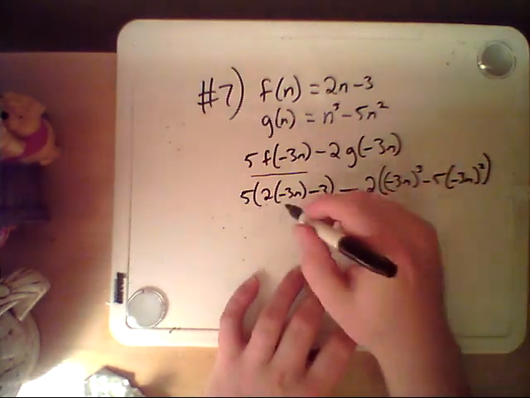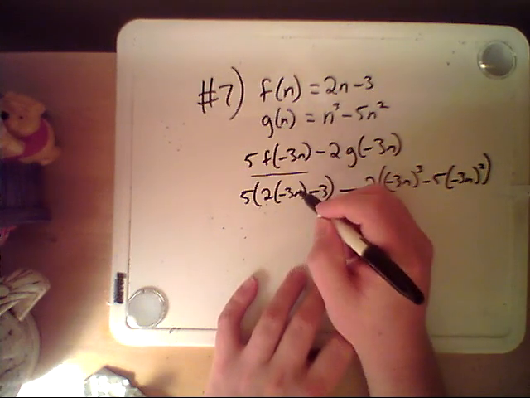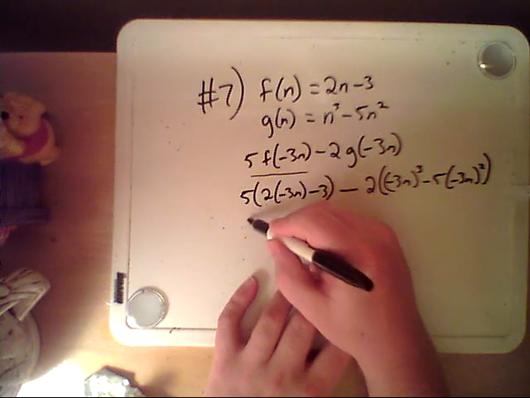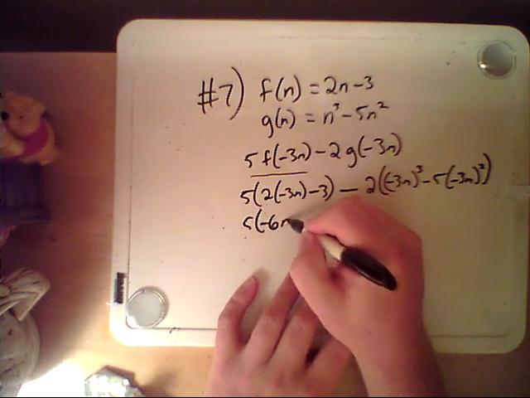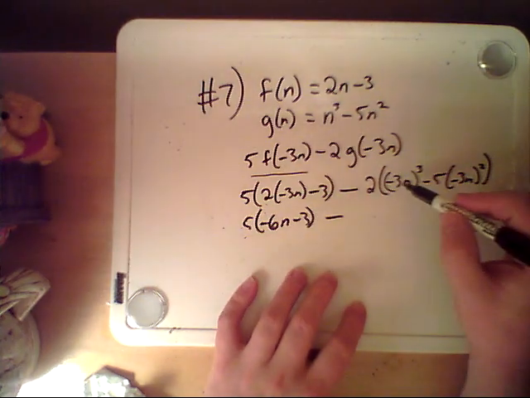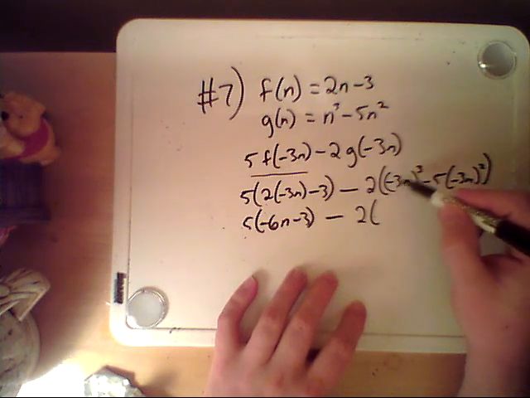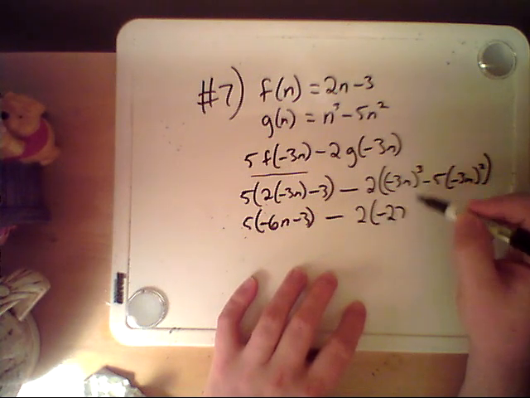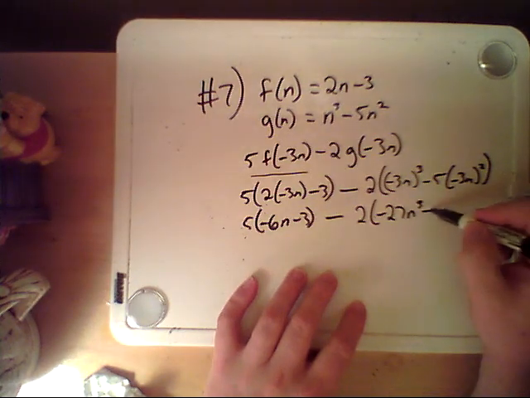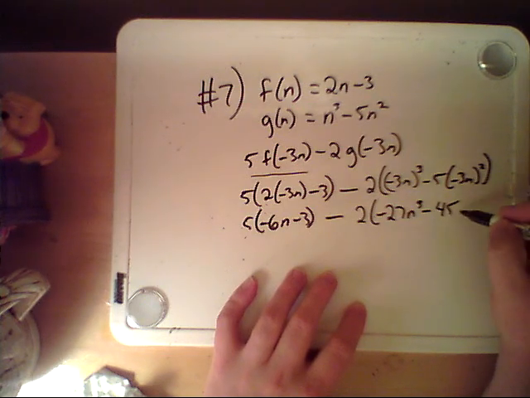Okay, I got kind of a mess here. Let's just work from the inside out on both these. So 2 times negative 3n would be negative 6n. So it would be 5 times negative 6n minus 3 minus, let's see what we can do here, 2 times, okay, let's expand this out. Let's take both these to the third. So negative 3 to the third would be negative 27, and then n to the third is just n to the third. Minus, okay, we got 3 squared. Negative 3 squared is 9, and then we have an n squared. And then 9 times 5 is 45 n squared.